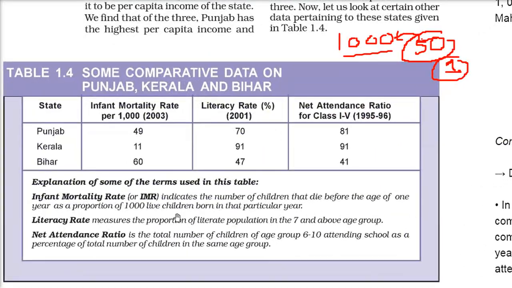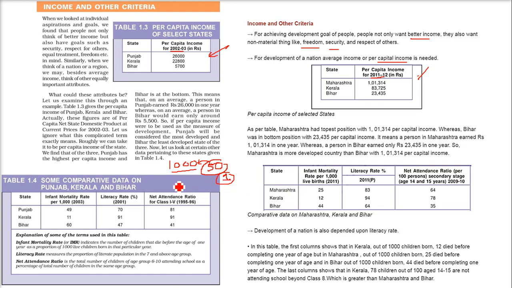Coming to the literacy rate, what is the literacy rate? Now this measures the proportion of literate population in the 7 and above age group. That is, whoever is 7+ years and is able to read and write or understand a language, one language. If he or she is able to understand and write a language, then he is literate, otherwise not.